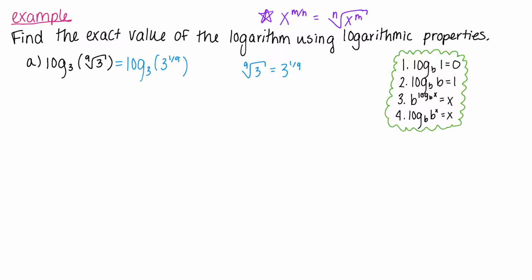But now looking at this, it's log base 3 of 3, and we talked about this. It's like these log base 3 and the 3 cancel, and you're left with 1/9. And that's by, right over here, rule number 4.